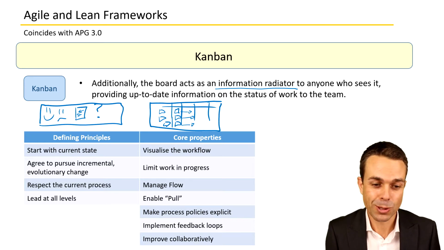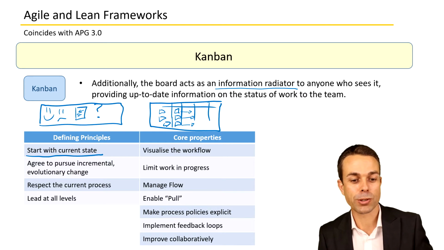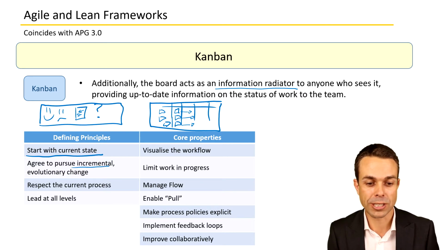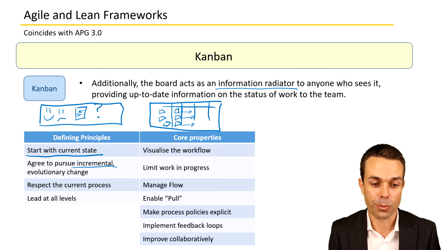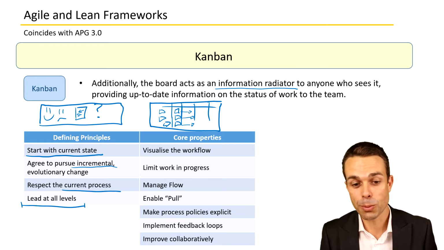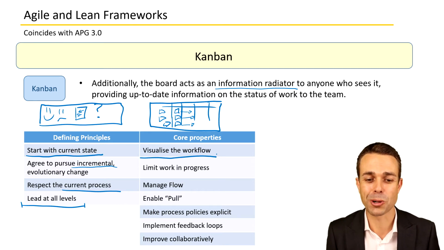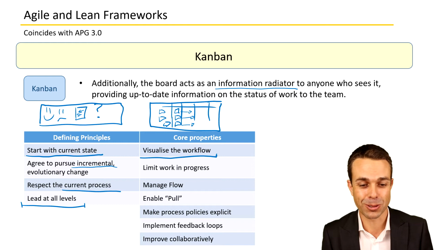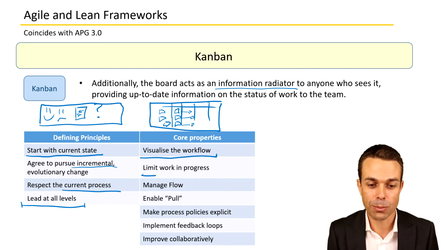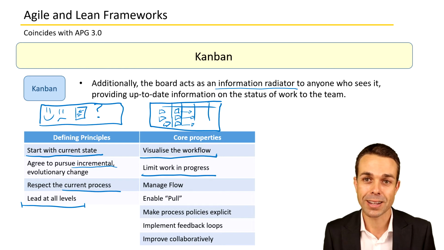The defining principles of Kanban are: we start with the current state, we agree to pursue incremental and evolutionary change, we respect the current process, and we lead at all levels. The core properties of Kanban are that we visualize the workflow, which is a really powerful tool. We limit the work in progress, so we're not overburdening our staff, and we can see at a glance the work that's in progress at the moment.